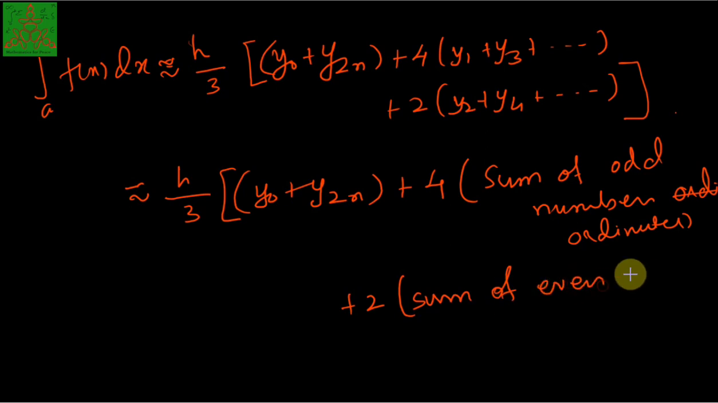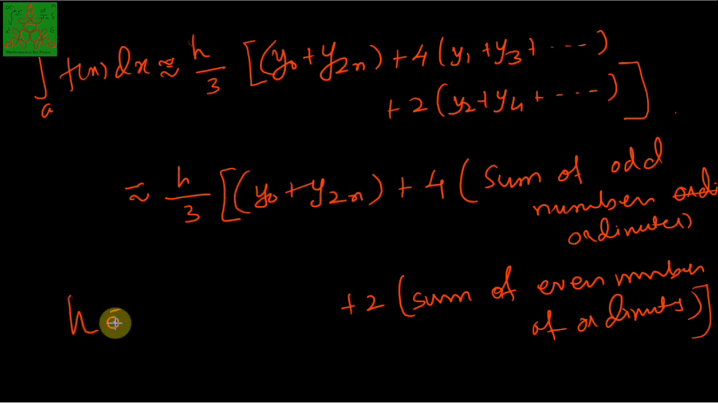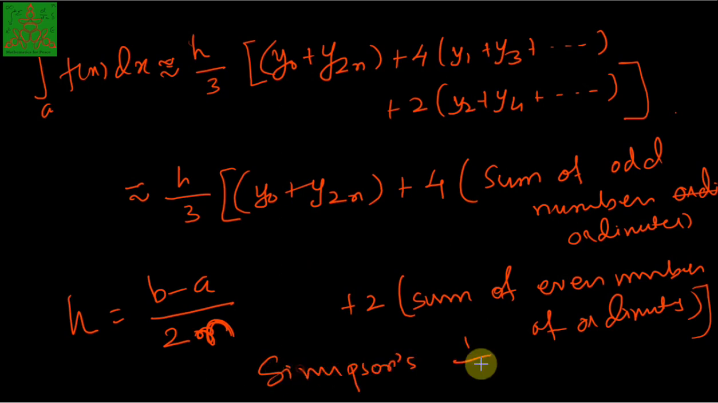And this rule is only used when your number of divisions of the interval AB is an even number, where the value of h is (b minus a) upon 2n. So this is known as Simpson's 1/3 rule. This rule is used when your division of the interval AB is even.